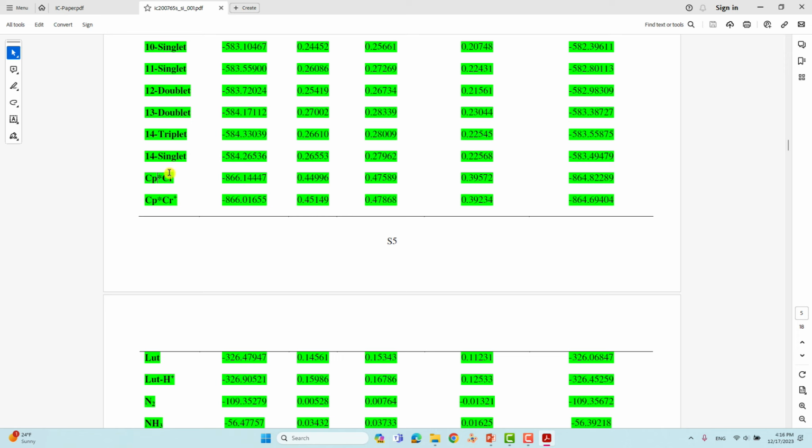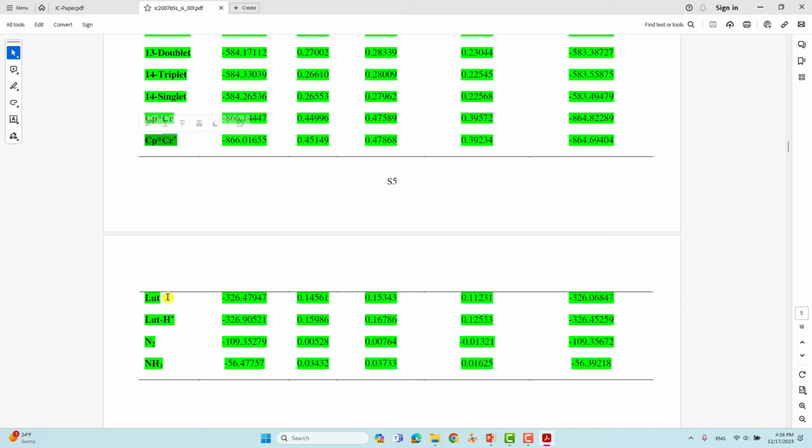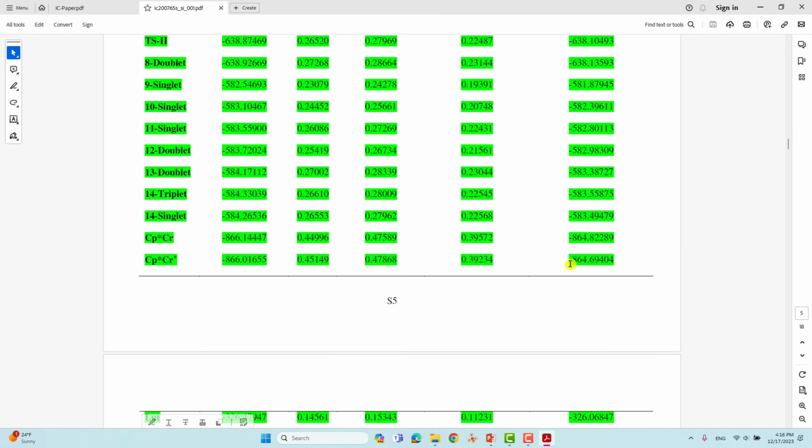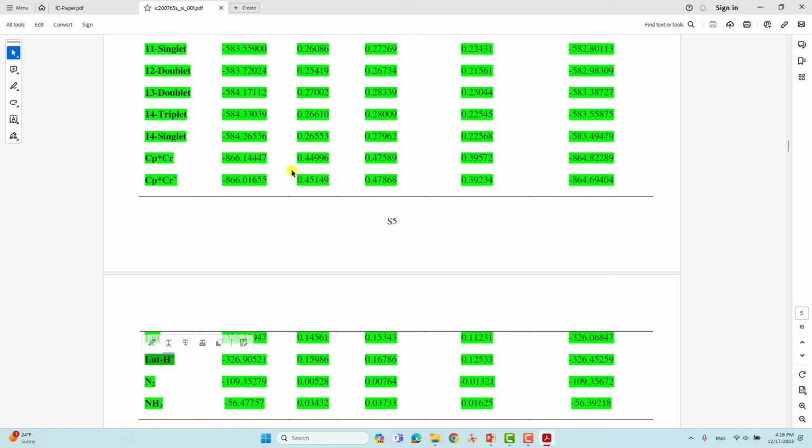So you have to optimize two systems. This is the zero charge, this is the +1 charge. Likewise here also you have to optimize the zero and the +1. So you can optimize, and you will get these energies. The corresponding energies you will get like this. We can use these energies to calculate the Gibbs free energy of these reactions.